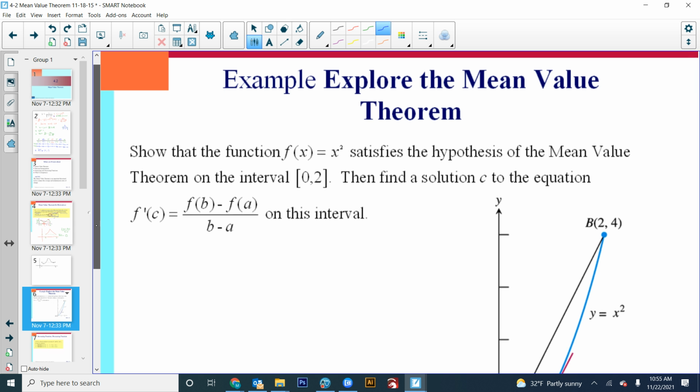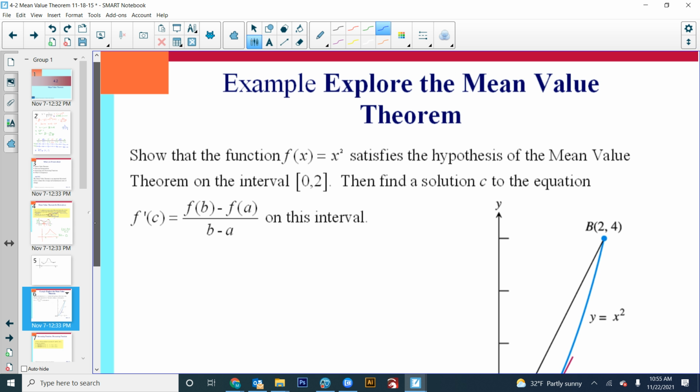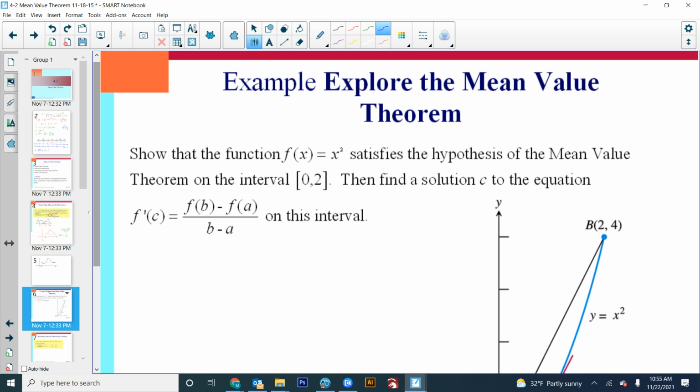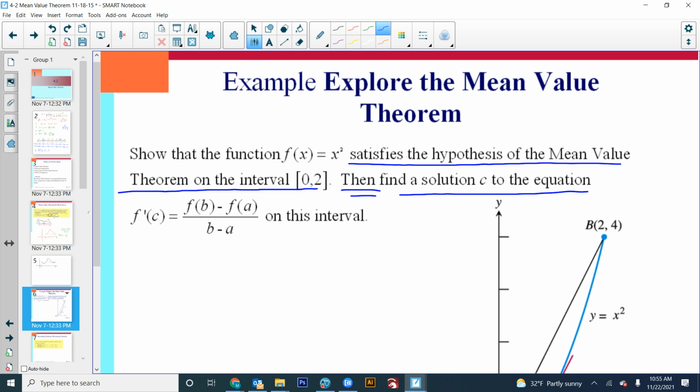All right, we're going to do an example of the mean value theorem. Show that the function f of x equals x squared satisfies the hypothesis of the mean value theorem on the interval from 0 to 2. Then find a solution C to the equation. So there's the mean value theorem in theory, which is the toll booth example. Then there's the mean value theorem in practice that says, show me where that time occurs. All right.